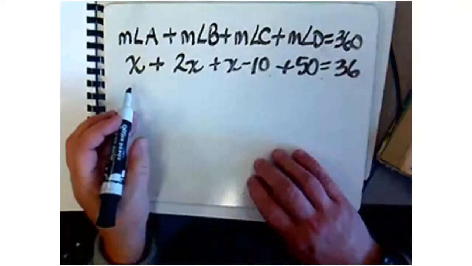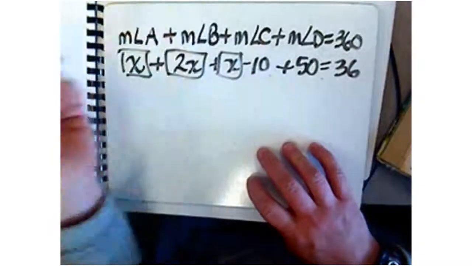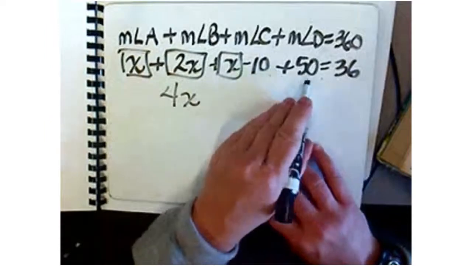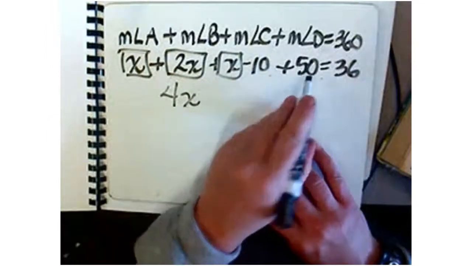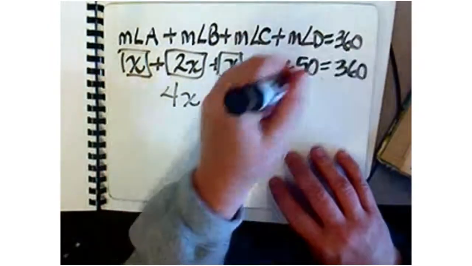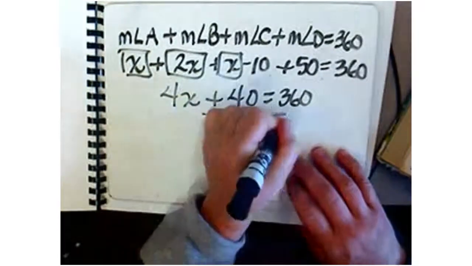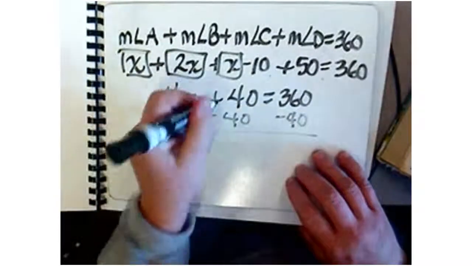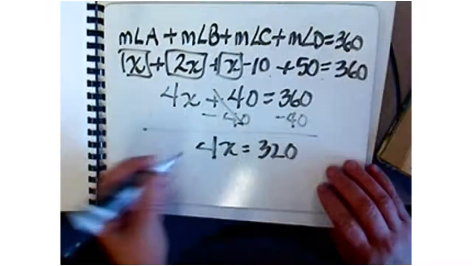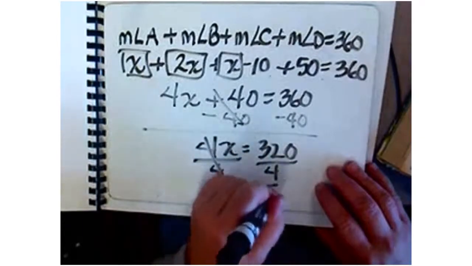So we clean up that left side. We combine all our like terms. So x, 2x, x, that's 4x. And then a negative 10 and a 50, that becomes 40. So we should have 4x + 40 = 360. Now we're going to subtract 40 from both sides. And 4x = 320. Divide by 4 using our division property of equality, and x = 80.